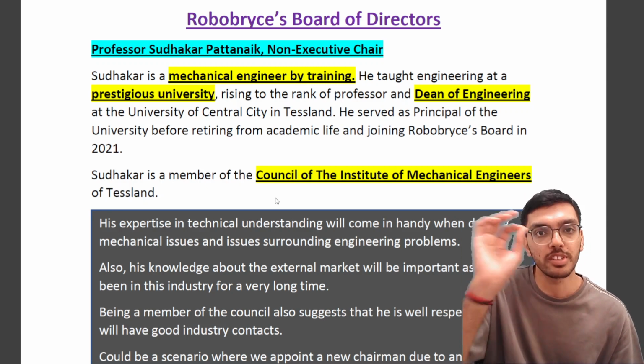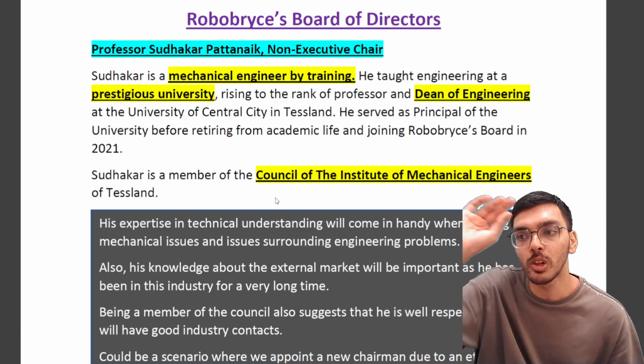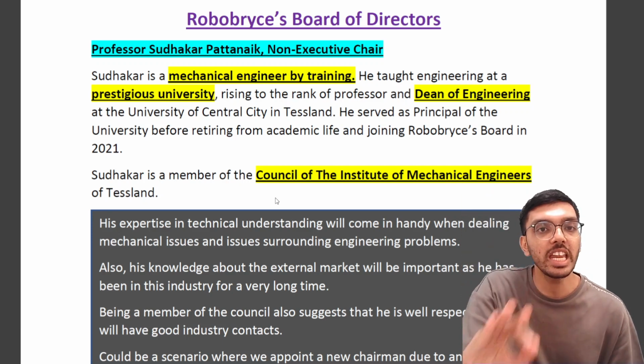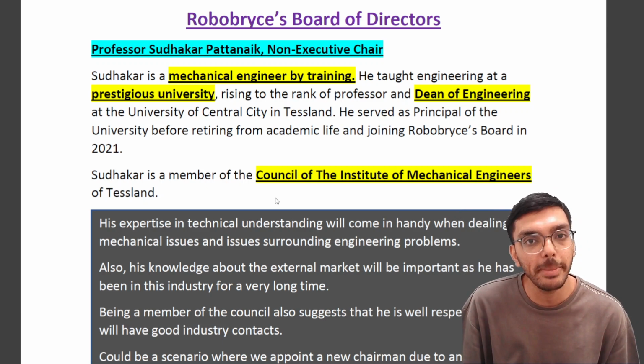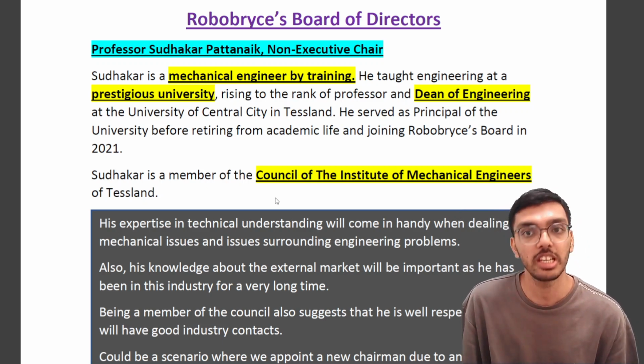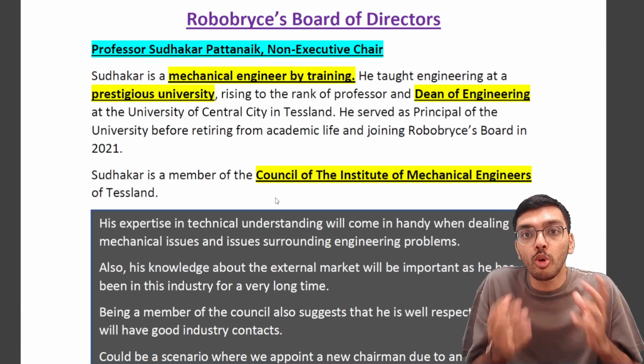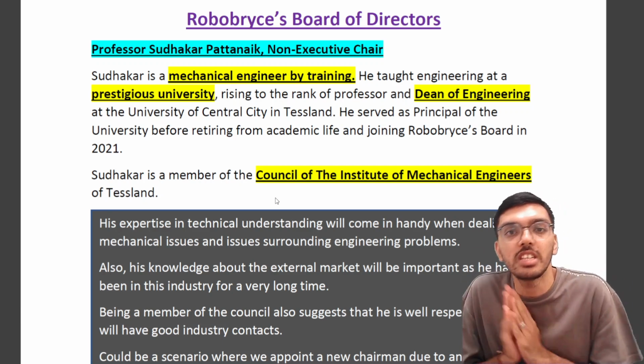The roles of a CEO and the roles of a chairman are very clearly defined in your P3 syllabus. So firstly, you should know that. What are the roles of a chairman? What are the roles of the CEO? You should know that.